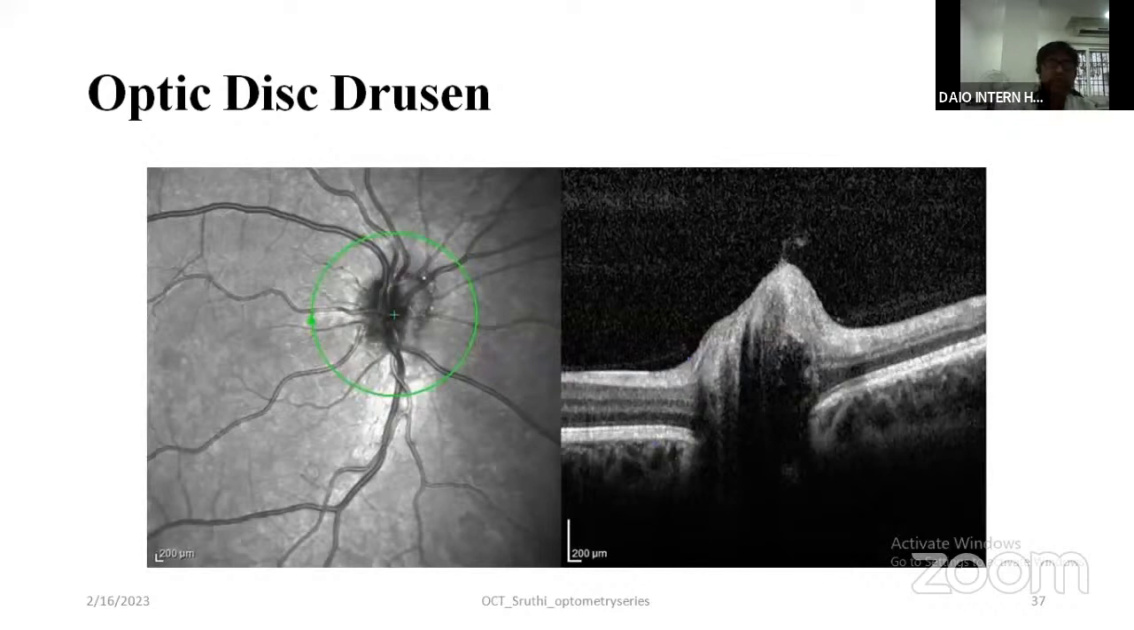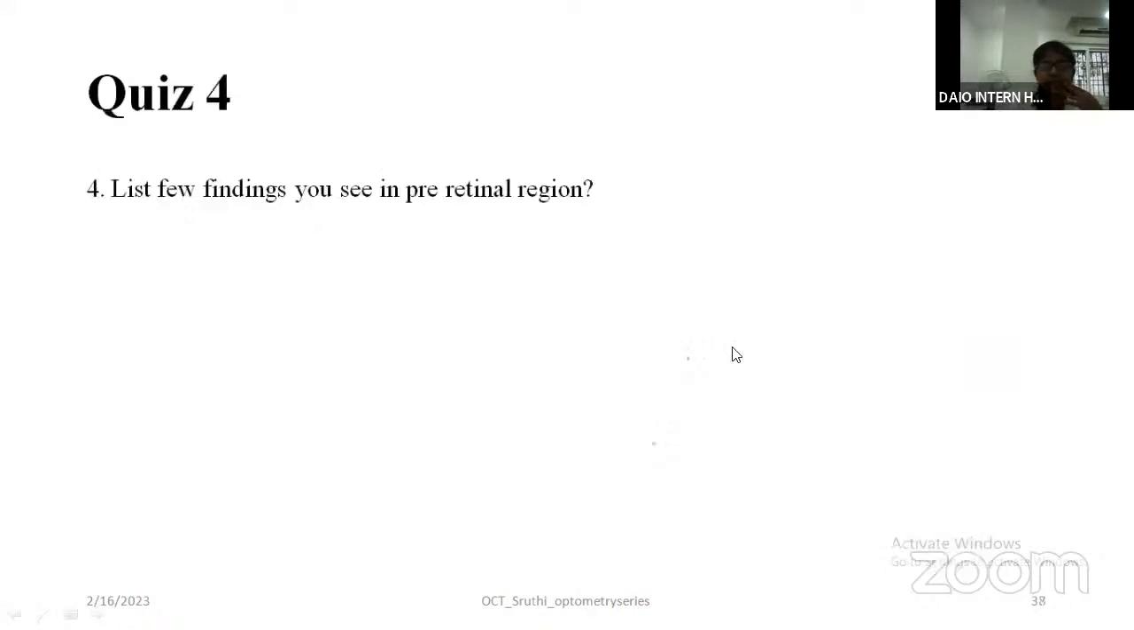And this is the image of optic disc drusen, and you can see the optic disc is elevated. Getting into question number 4, from the previous interpretations, try to find out what are the pre-retinal region interpretations or findings, and list down any few findings from that.